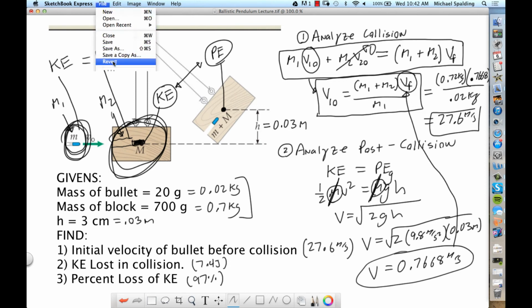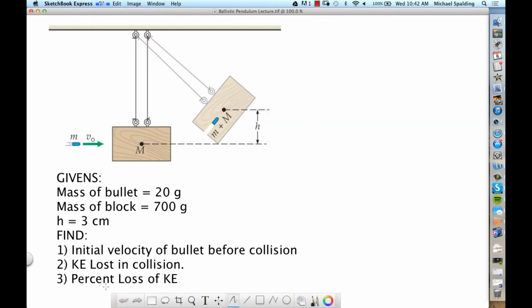Okay, so let's do the next two. So finding kinetic energy lost, you have to be able to do this. The kinetic energy lost in the collision. If you lose something, I don't care if it's money or friends or your self-respect, hopefully it's not that, whatever it is that you lose, if you want to know how much of it you lost, like actually put a number to it, you've got to know two things. What are the two things you have to know to find out how much of anything you lose? How much you had and how much you ended with, right? How much did you start with? How much did you end with?